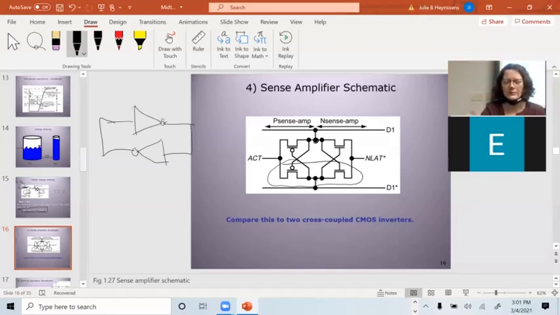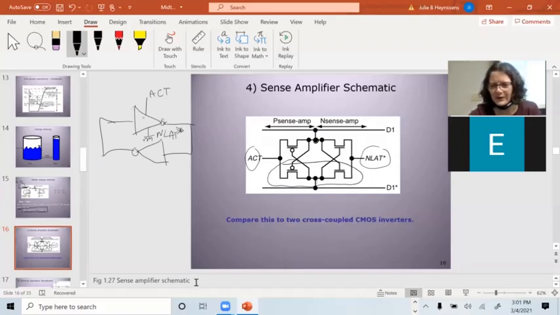What we'll get to in project 3 is what this ACT and NLAT star are. ACT is the positive power supply for this inverter, and NLAT star is like the ground. But we're going to switch those on and off just to confuse you. And we got into a wonderful problem that Corey and Sean figured out last spring.